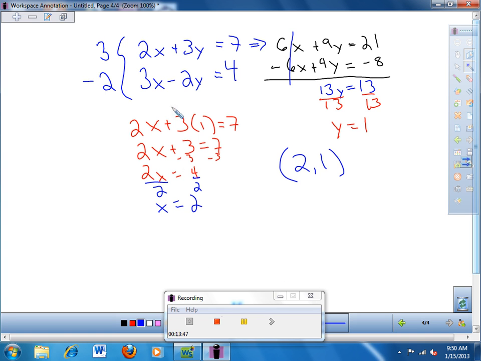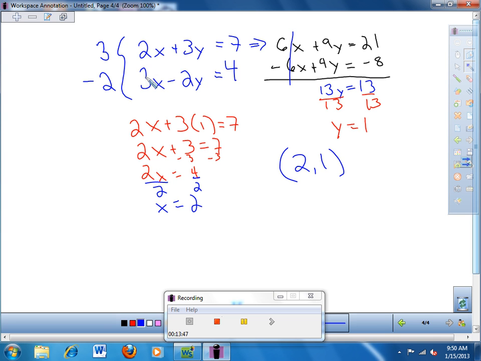Okay? So that's a case in which I have to multiply both equations. So either you can add them together and something will disappear, or you have to multiply one equation, or you have to multiply both equations.